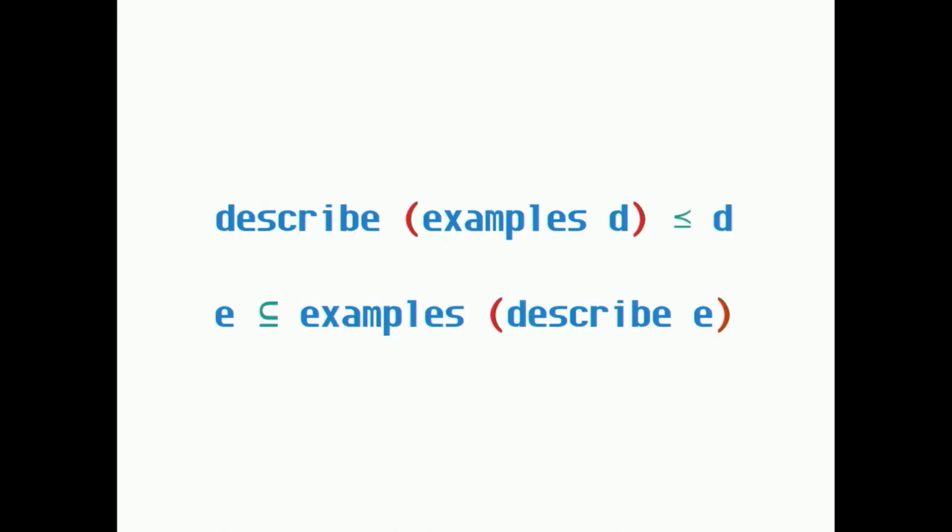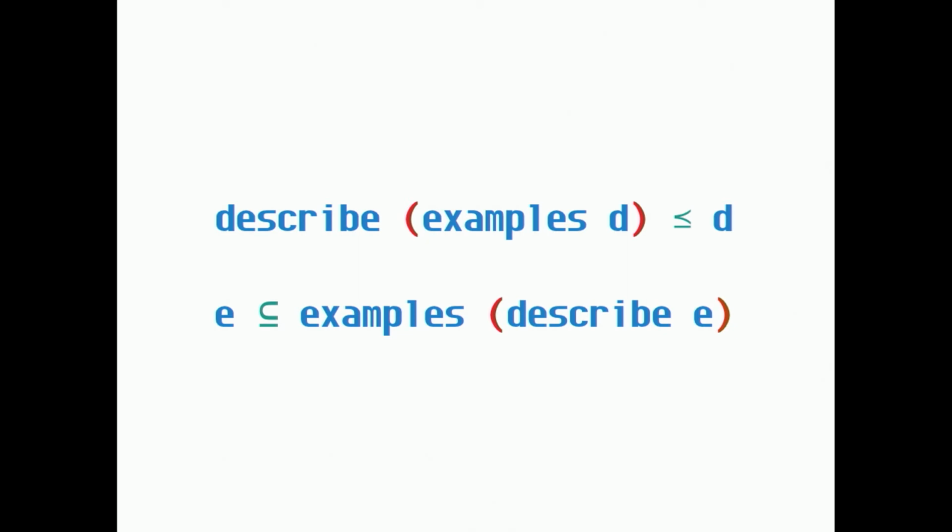Okay. So then I'm going to have two functions, or functors. I'm going to have a functor going from the objects to the descriptions, and I'm going to call that describe. And I'm going to have a functor going from the descriptions to the examples, or the objects, and I'm going to call that examples. And I'm going to say that these need to be an adjunction.